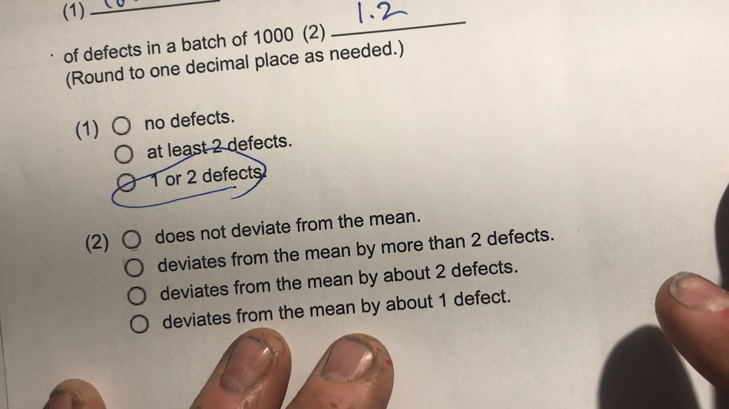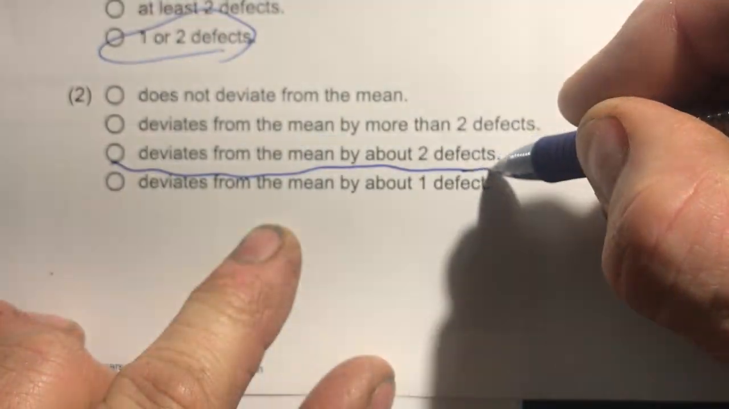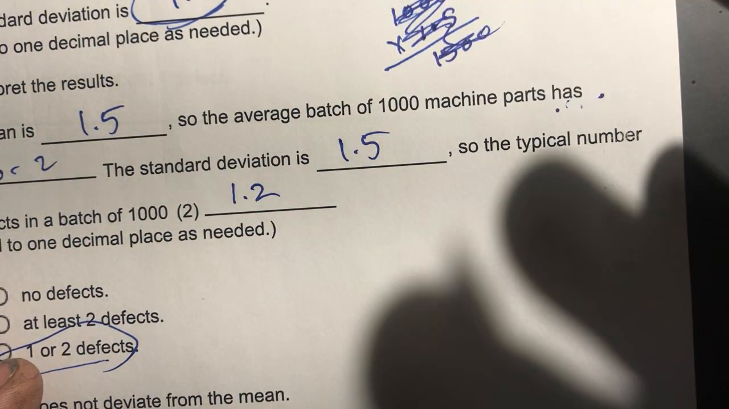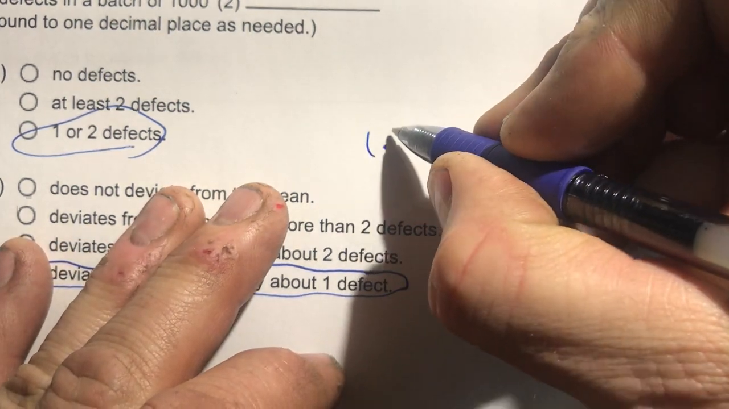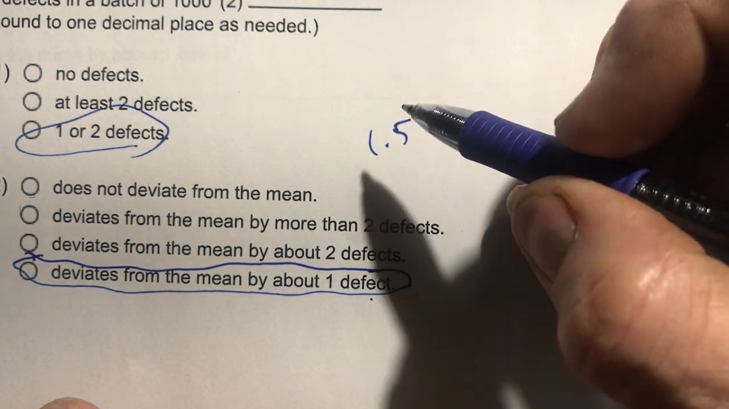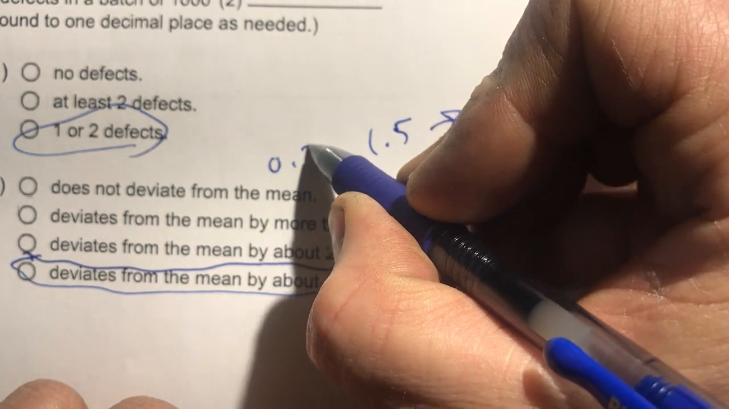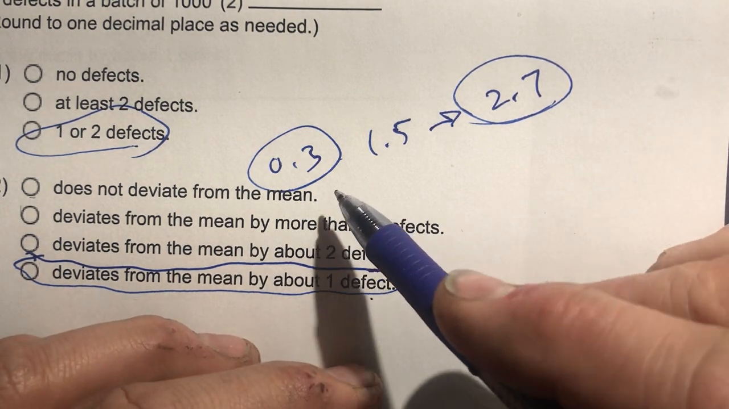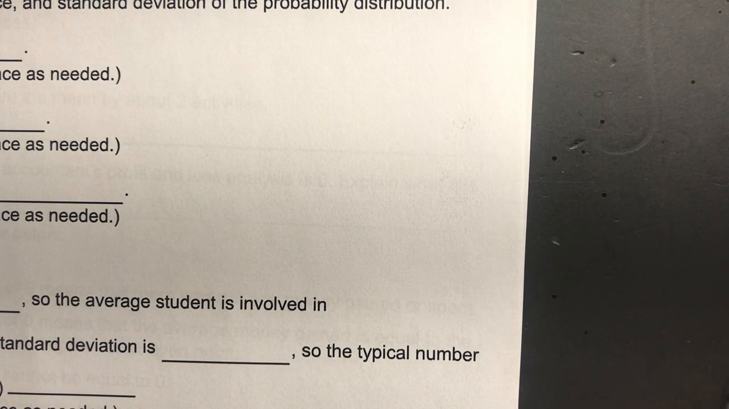So I guess it deviates from the mean about 1 defect. I don't know if I'm explaining this well enough. So the standard deviation is 1.2, which means it deviates from the mean by about 1 defect. So typically we have 1.5 defects per 1,000, but the standard deviation is 1.2, so this is going to fluctuate, going up 1.2, which would be 2.7, and down 1.2, which would be 0.3. So this is the range that you would expect the defects to be per 1,000. Because if I add my standard deviation to this and subtract it, I get these two values, and that's what it would be between.